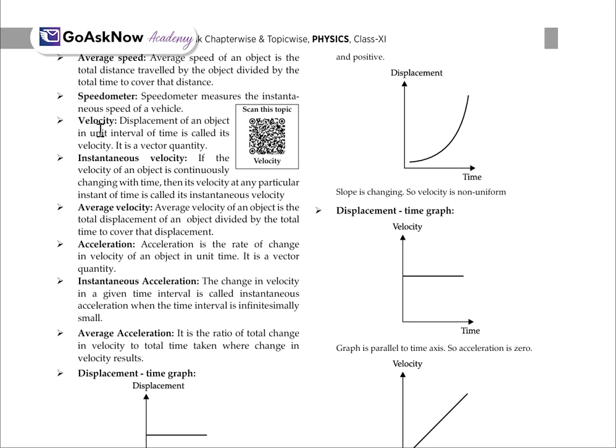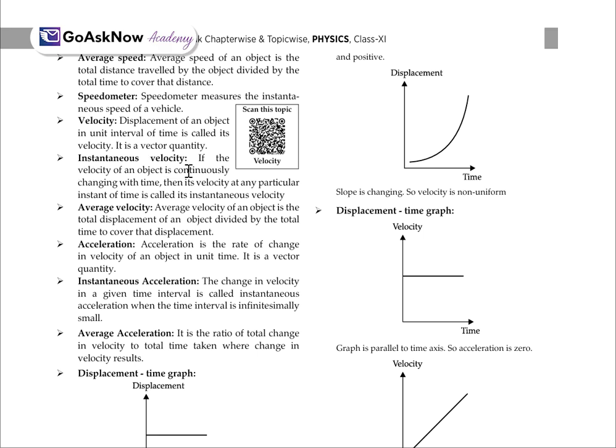Speedometer. Speedometer measures the instant speed of a vehicle. Obviously, as the word denotes, a speedometer is the instrument which measures the speed of a vehicle. Okay. Velocity: the displacement of an object in a unit interval of time is called its velocity. It is a vector quantity.